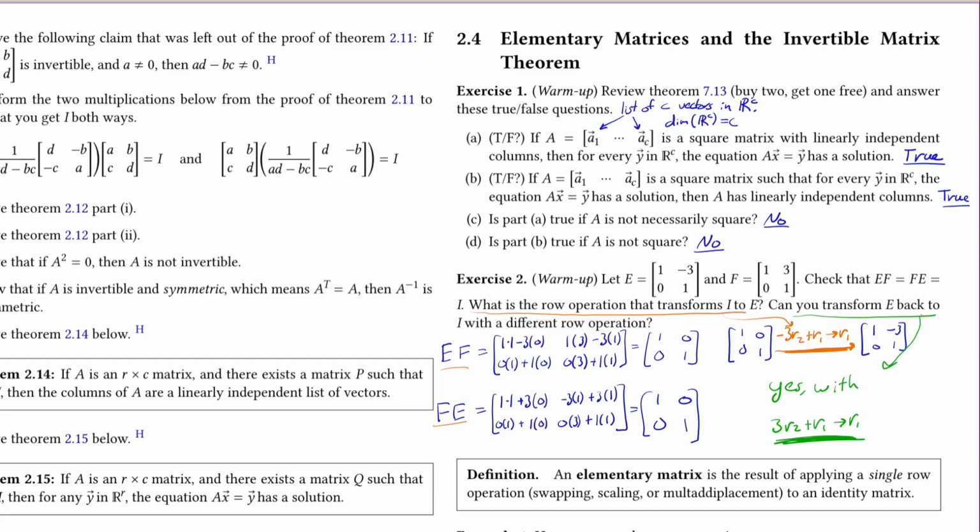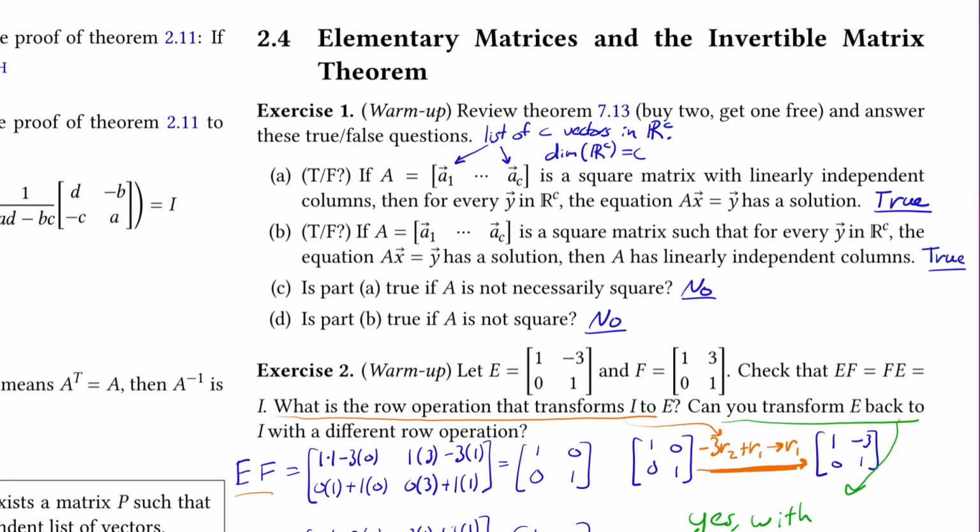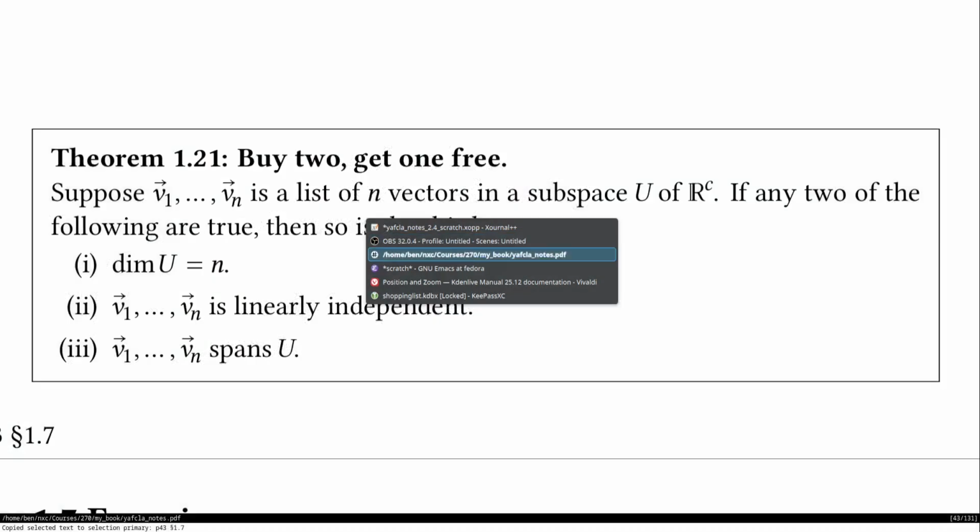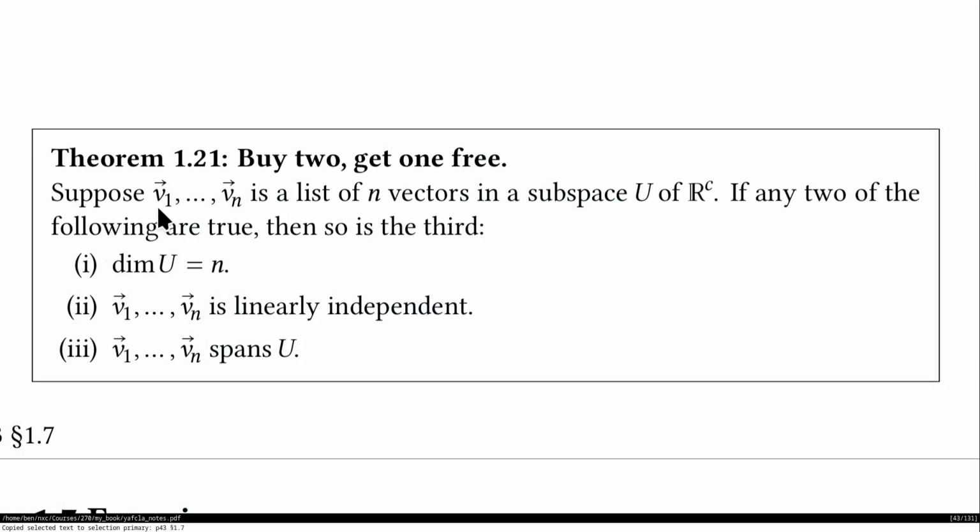and here they are. The first two are true, parts A and B, because what the buy two get one free theorem says is that you have a list with the right number of vectors in it, meaning if your vectors are v1 through vn, and so the number of vectors you have is equal to the dimension of your subspace, so in this case C equals C, then you just need to know one of the two parts of what makes a basis to be true for the other part to also be true.